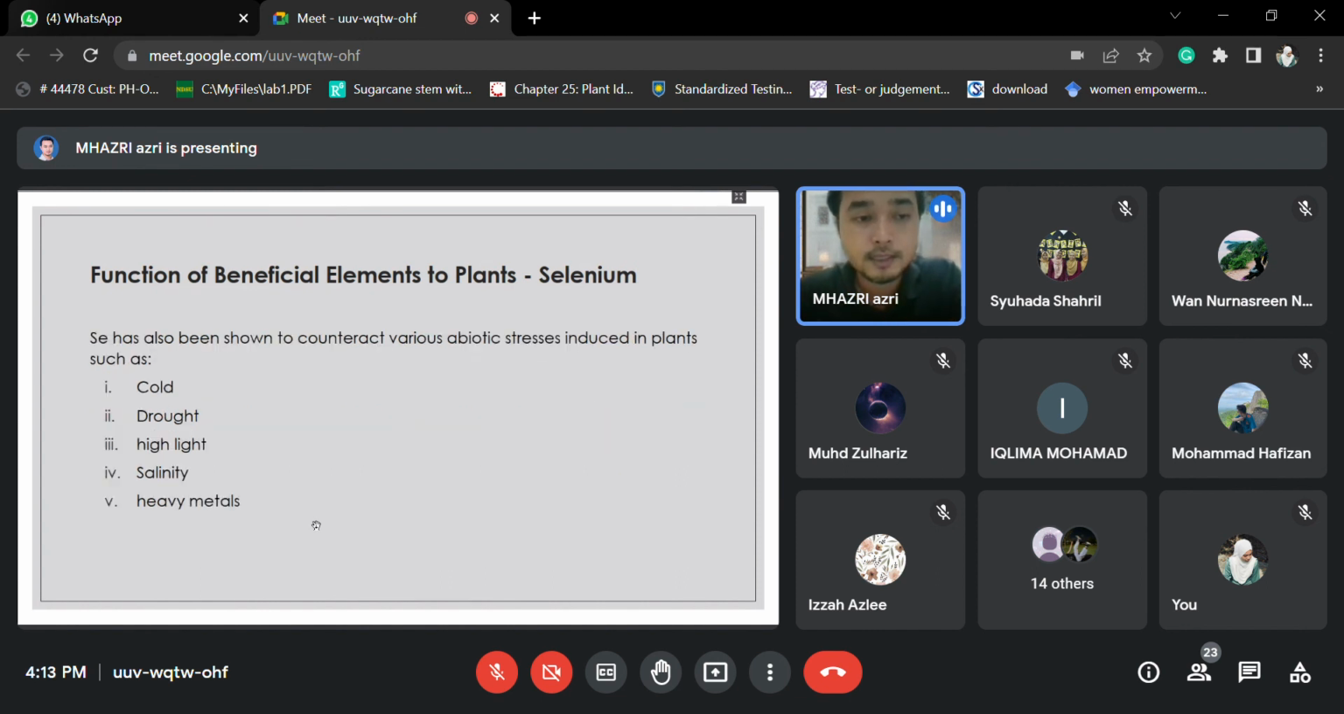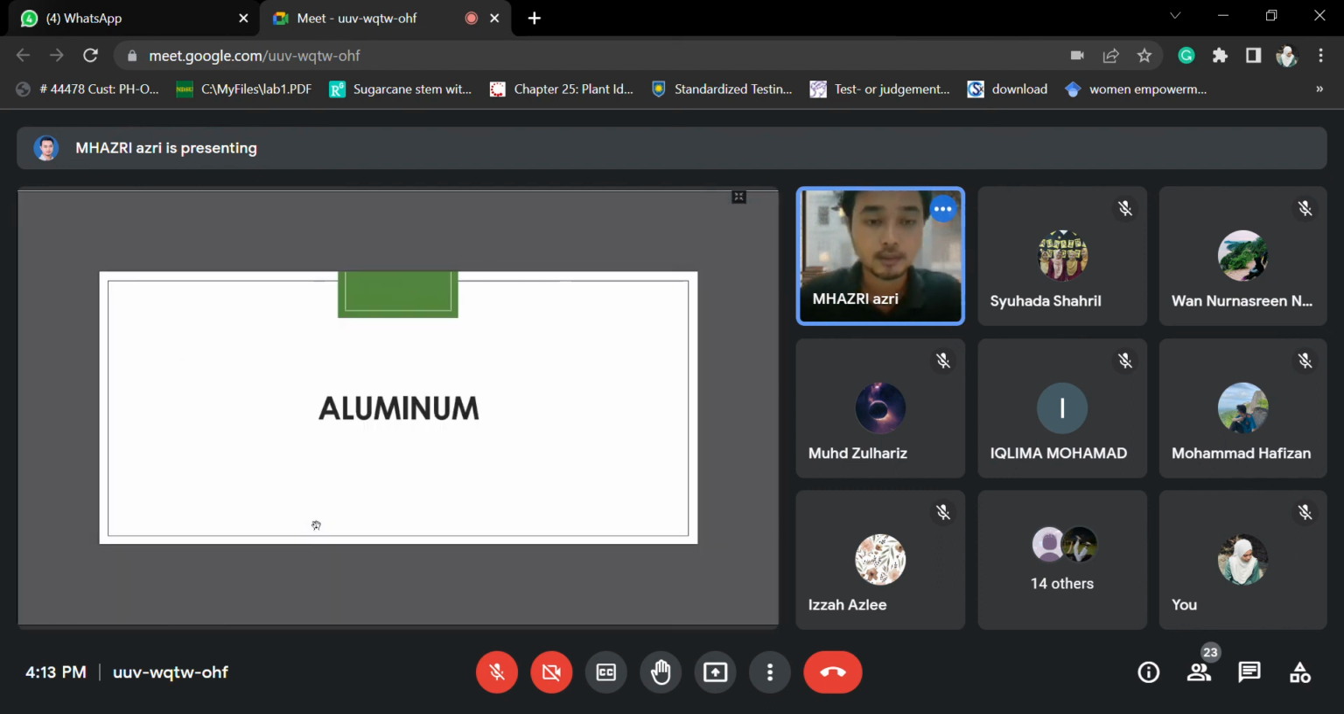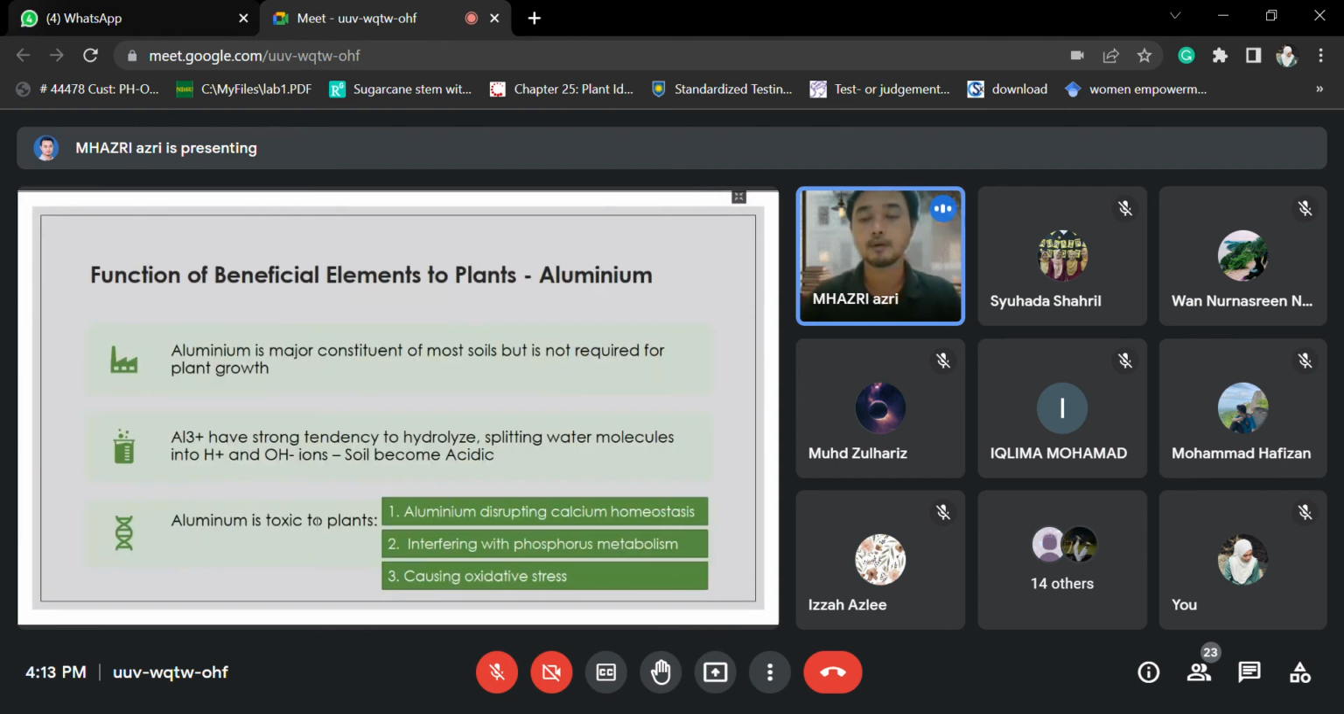Apart from that, selenium has also been shown to counteract various abiotic stresses induced in plants, such as cold, drought, high intensity of radiation, salinity, and also heavy metals. Ada lagi aluminium. So the last one, aluminium. What is the positive effect of aluminium to the plant?